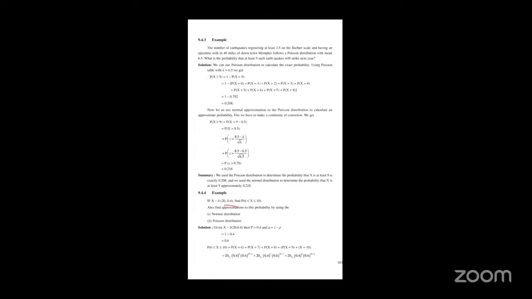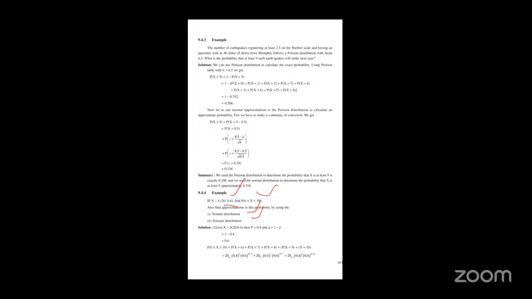I hope you understood this problem. Next, go to the other problem. If x follows a binomial distribution, b of 20 comma 0.5, find the probability of 6 less than or equal to x less than or equal to 10. Also find the approximation to the probability using the normal distribution as well as the Poisson distribution.